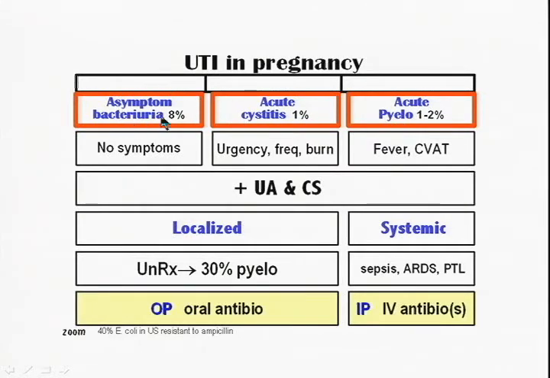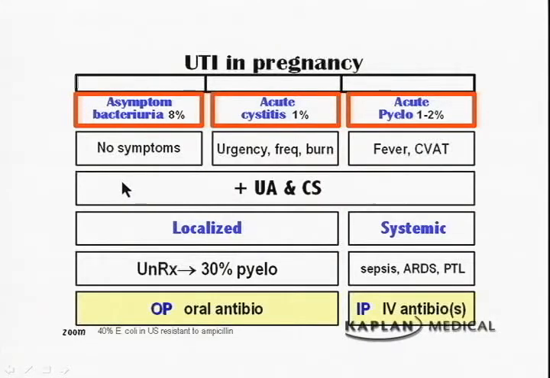The most common is asymptomatic bacteriuria. What are the symptoms of asymptomatic bacteriuria? Duh, there are no symptoms. So she doesn't even know she's got it. How do you make the diagnosis then? A urinalysis and culture sensitivity. And that's why on the first prenatal visit, we always do a urinalysis and culture.